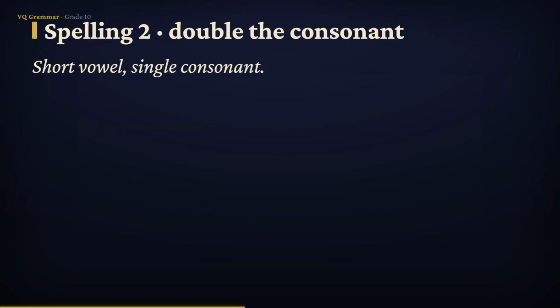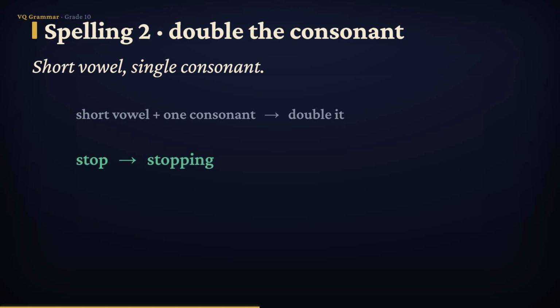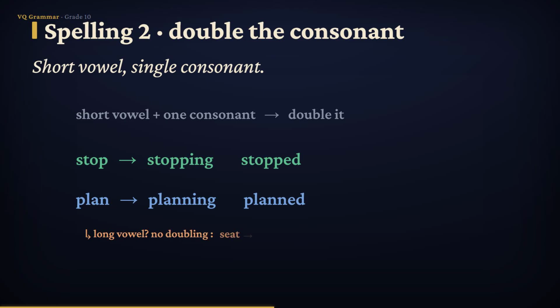Rule 2 is the doubling rule, and it trips people up constantly. If a 1-syllable base ends in a single consonant with a single short vowel right in front of it, you double that final consonant before you add the ending. Stop gives us stopping and stopped with 2 P's. Plan gives us planning and planned with 2 N's. Now compare a long vowel word like seat. Seated keeps just 1 T because that vowel sound is long and drawn out.